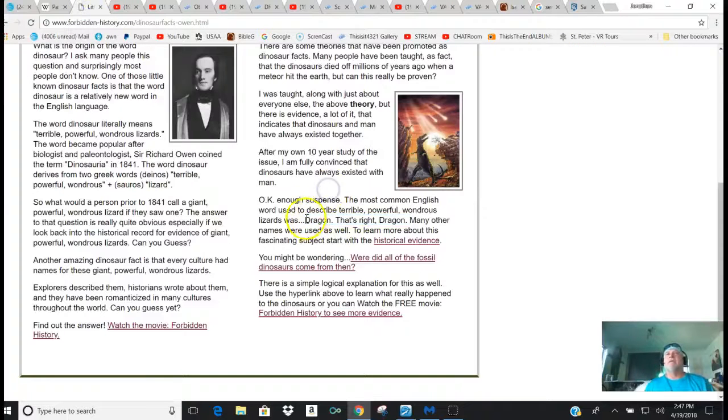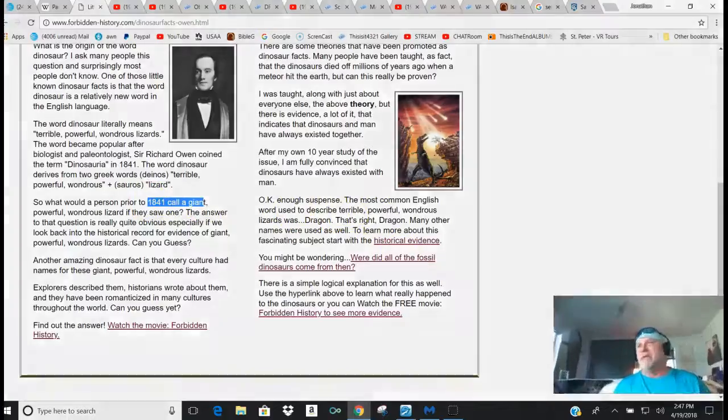Okay, so we didn't even have the word dinosaur till 1841. And we know that they used to be called dragons. We know that the Bible calls the serpent the dragon. It's right there in Revelation 12. That old serpent, the dragon, was cast down. I think it's Revelation 12. The serpent, the dragon, the devil, they're all in the same sentence.